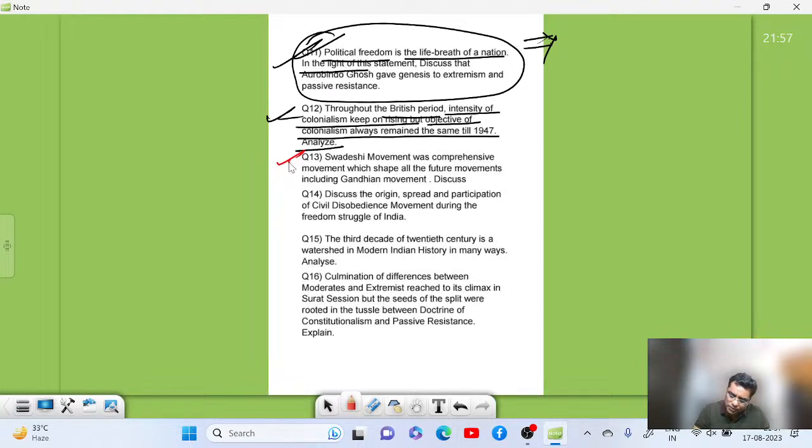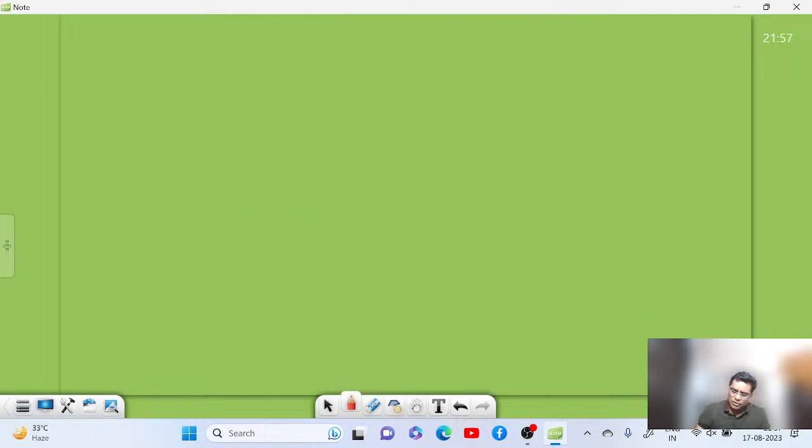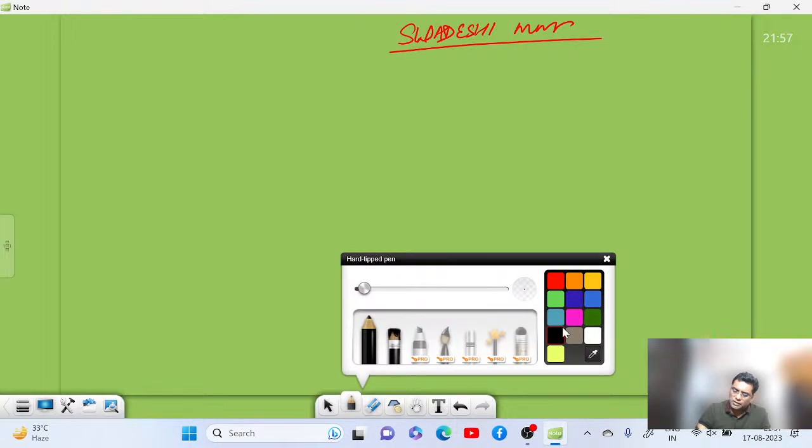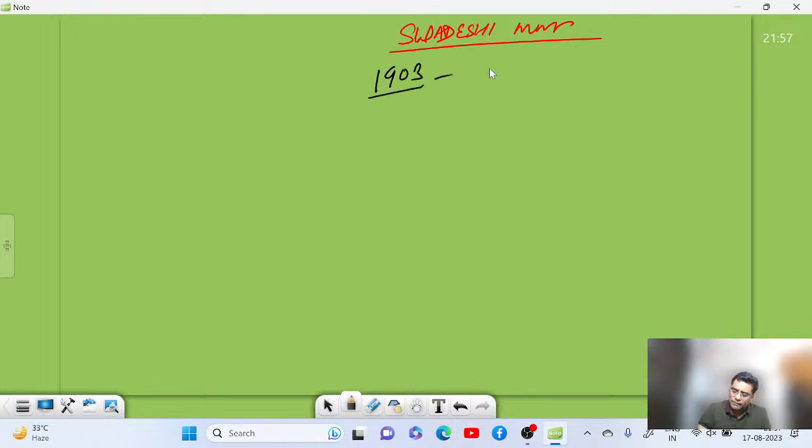Likewise, we have the Swadeshi movement as a comprehensive movement which shaped all the future movements, including the Gandhian movement. I told you that out of the many movements, the Swadeshi movement had a very distinct position. Particularly, the shape of the Swadeshi movement started taking form in 1903.